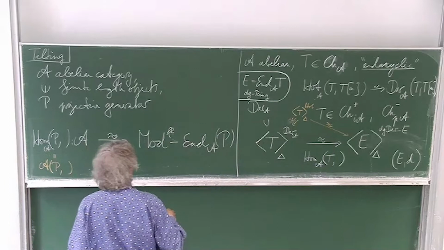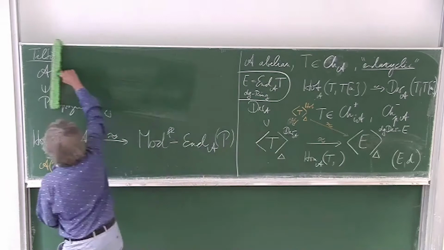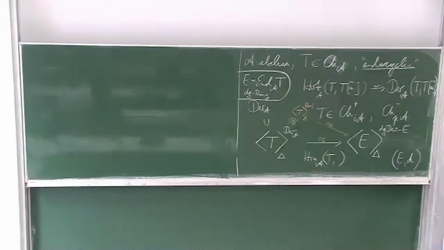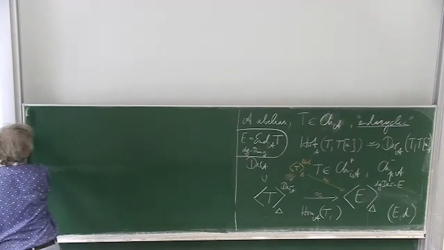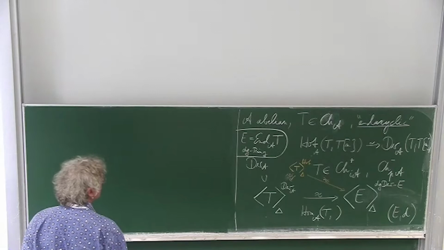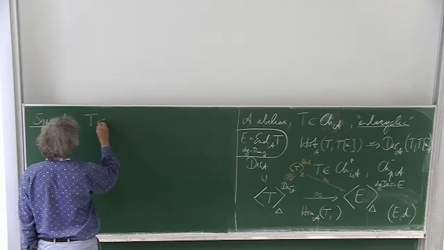And the next thing, a special case, just for the fun of it, is if you want to tilt with a tilting object. This is what Rickard, I'm already very bad. I guess I should say that it's due to Keller or to Rickard. And there one special thing we could assume would be a special case. This is why it's called tilting. Special case would be that in fact T is not a complex but just an object in A.